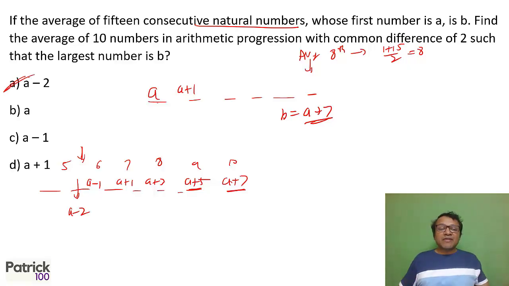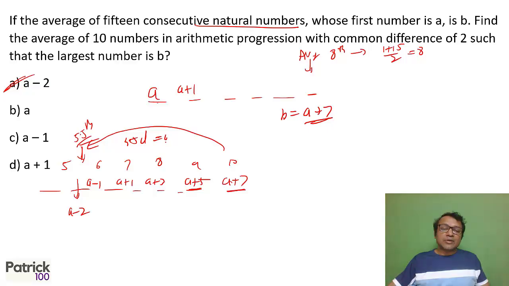Right? For 10 numbers, the average is the average of the fifth and sixth number. Or you can say that you have to go back 4.5D, because the 5.5th term will be the average. D is 2, so 4.5D will be 9. So subtract 9: A plus 7 minus 9 will give you A minus 2.